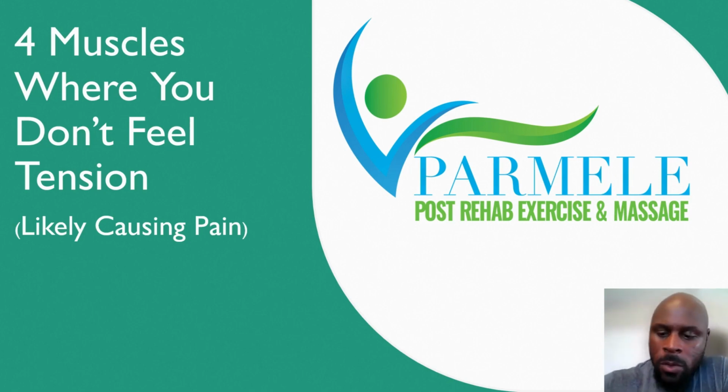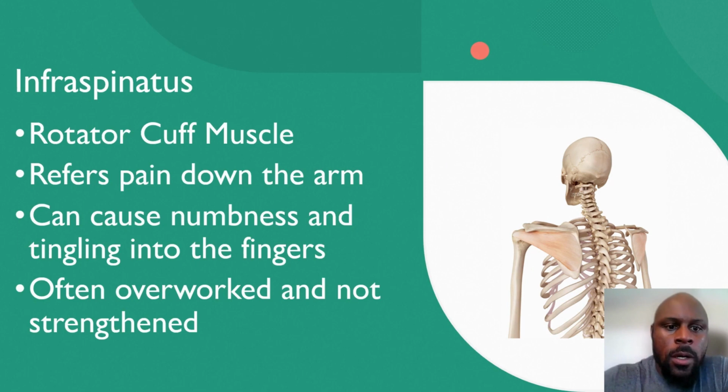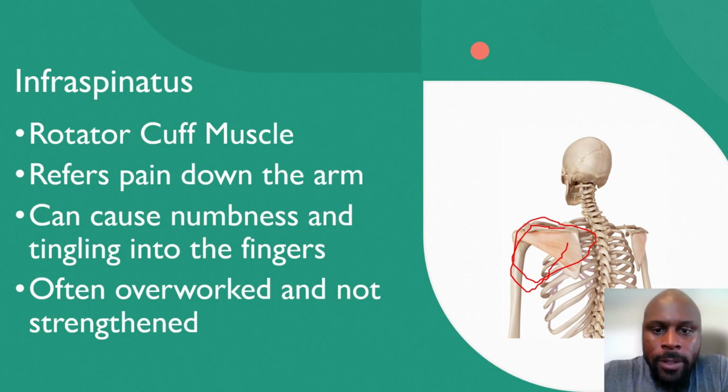Okay, so with that being said, the first one we're going to talk about is the infraspinatus. The infraspinatus would be this guy here. So this muscle is a rotator cuff muscle. You've got 4 of them: the infraspinatus, supraspinatus, subscapularis, and your teres minor. All right, so they all attach around and on the shoulder blade.